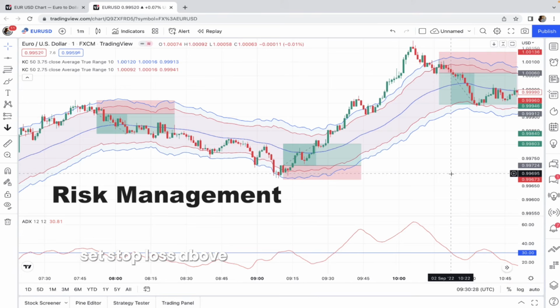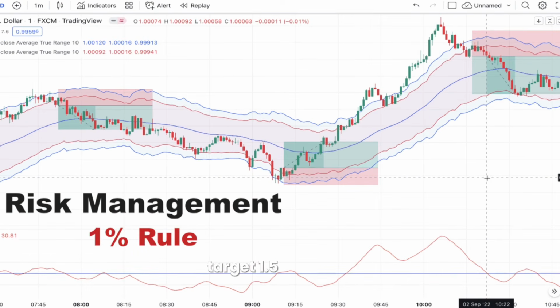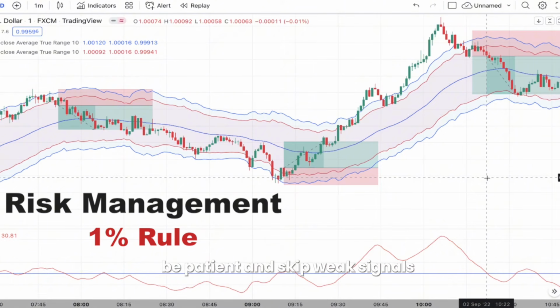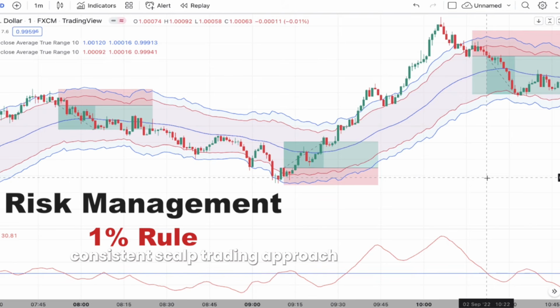Set stop loss above or below the extreme swing or Keltner band. Target 1.5 risk-reward. Never risk more than 1% per trade. Be patient and skip weak signals. By following these steps, you'll build a scalable, consistent scalp trading approach adaptable to various markets.